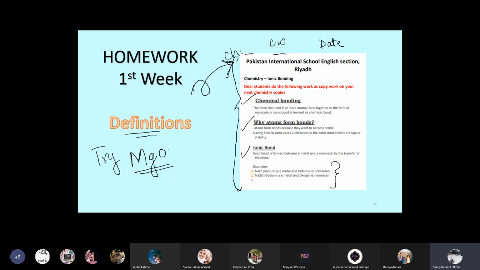For magnesium oxide, the atomic number of magnesium is 12, and for oxygen it's 8. You can note it down somewhere, or you can see it from the periodic table, then write its electronic configuration and try it out at home. This is not official homework. The official homework is this one, the definitions. I will upload them.